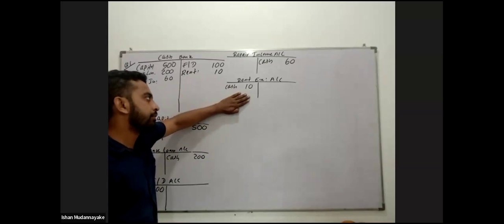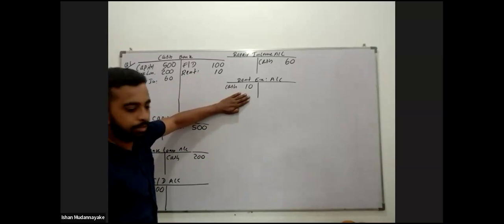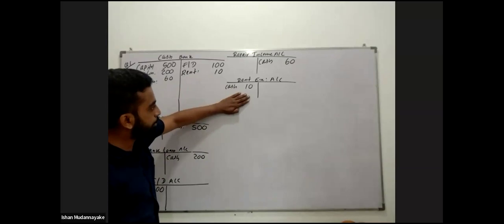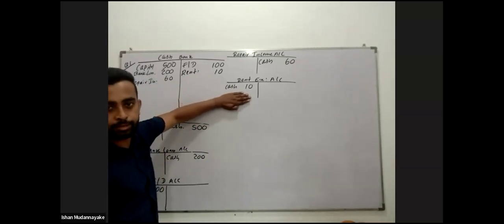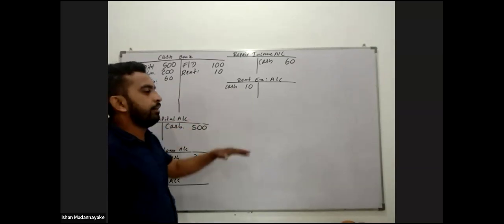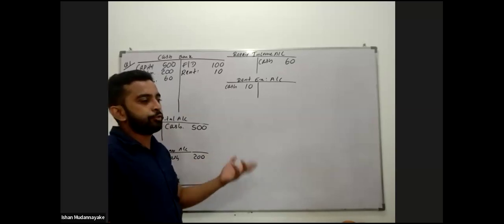Right, some students have doubts about recording expenses and income. They think income should be on the debit side and expenses should be on the credit side.